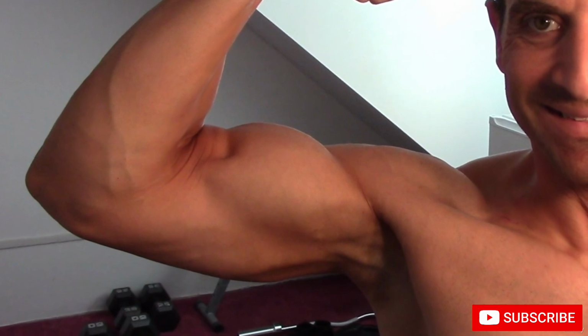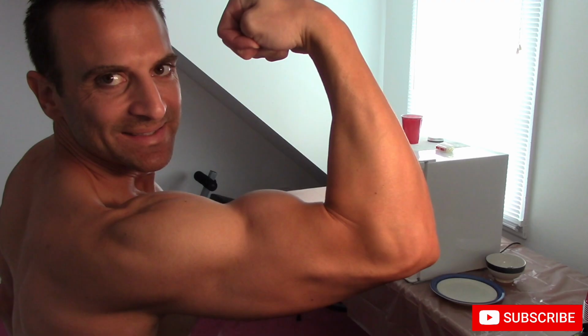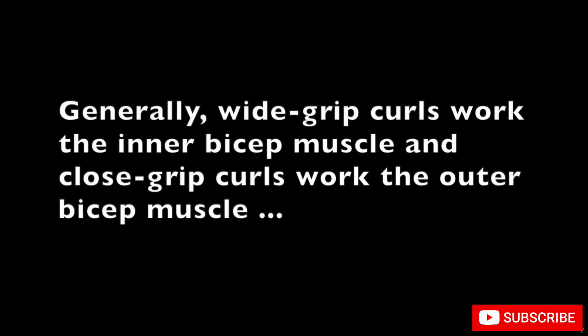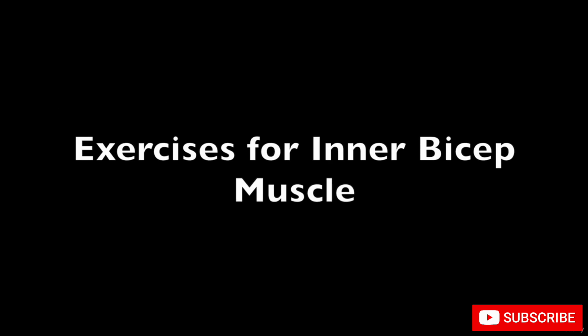The bicep muscle is made up of two sections. You have the inner bicep muscle, which is on the inside of the arm, and you have the outer bicep muscle, which is on the outside of the arm. And together they comprise the total bicep muscle. Generally, wide grip curls work the inner bicep muscle, and close grip curls work the outer bicep muscle. In this video, we're going to look specifically at the exercises that work the inner bicep muscle.